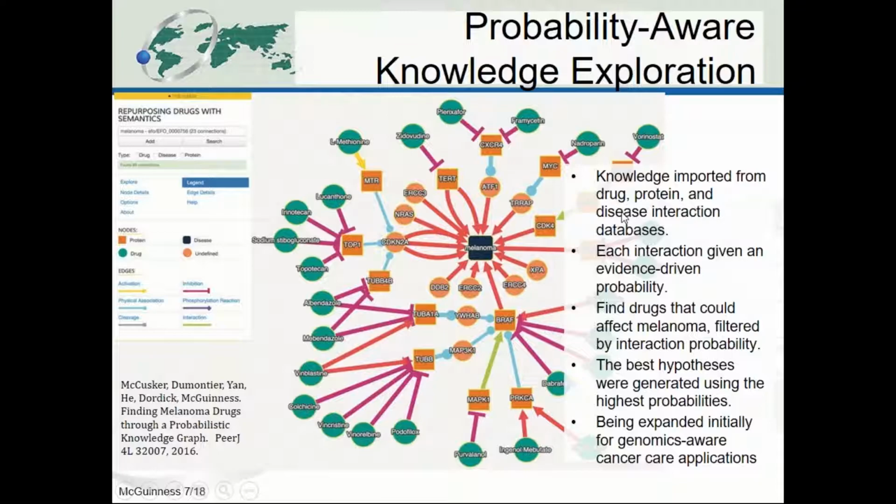And then we kept track of course, where the information came from. Each interaction has evidence-driven probability. And then we calculate probability through standard Bayesian methods, but you can have your own pluggable method, like if you like this resource better, or this experimental method better. And then we looked at the best hypotheses.